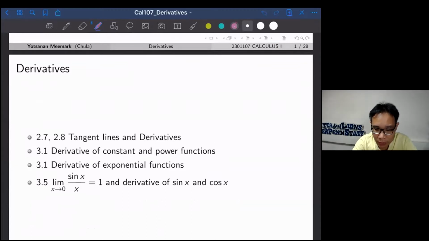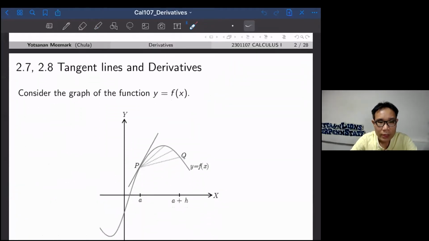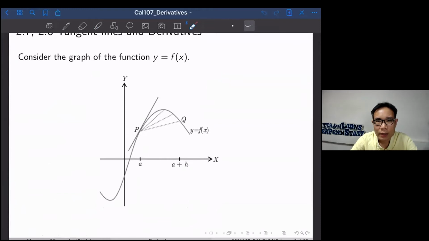In this handout, we're going to study the first two first. So it's going to be 2.7 and 2.8, and we're going to continue with 3.1 and 3.5 later. Okay, so this will be what we cover in this handout. The first thing we're going to talk about is the tangent line and the derivative. The tangent line that we discussed before in the introduction to calculus is just the tangent line problem.